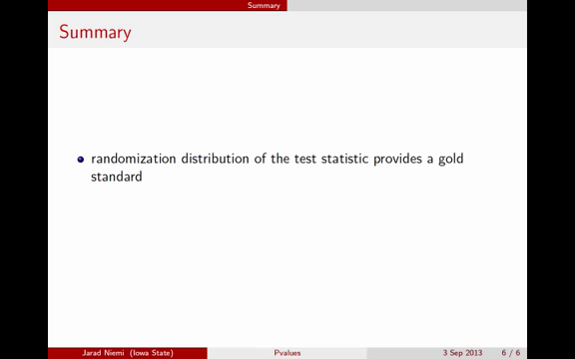Alright, so in summary, this randomization distribution for the p-value provides a gold standard. This might be the way that we would like to calculate the p-value. The problem is that with larger sample size, it's basically going to be infeasible to calculate all the different possible ways that we could have randomized the treatments to the experimental units. And the second thing is that small p-values provide evidence against the null hypothesis.